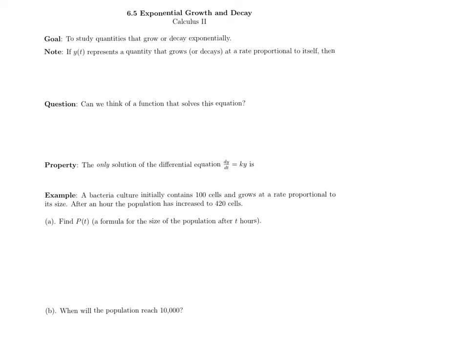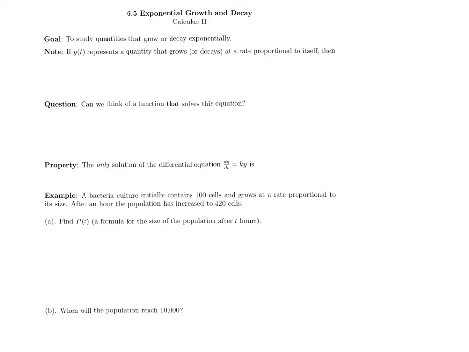And the following statement gives us a mathematical description. If y of t represents a quantity that grows or decays at a rate proportional to itself. Let's go ahead and see if we can express this a bit more symbolically. That is, can we put this statement into equation form? So let's make an observation. We have this function or quantity y of t, and we're told something about its rate of growth or decay.